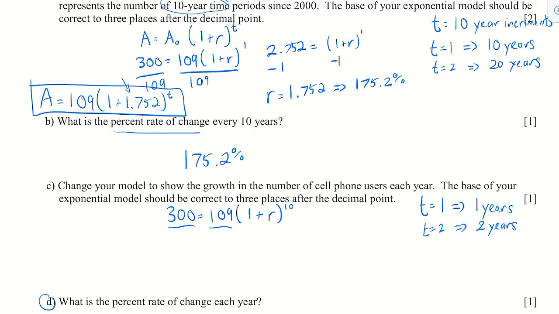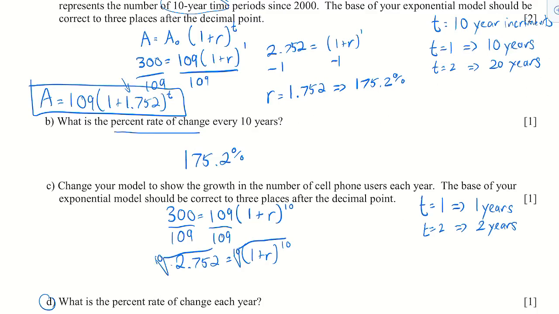Okay, so from here, I'm going to divide both sides by 109. So I still should end up getting the value 2.752 is equal to parentheses 1 plus r to the 10th power. Now, how do I get rid of something to the 10th power? Well, I have to do the 10th root.